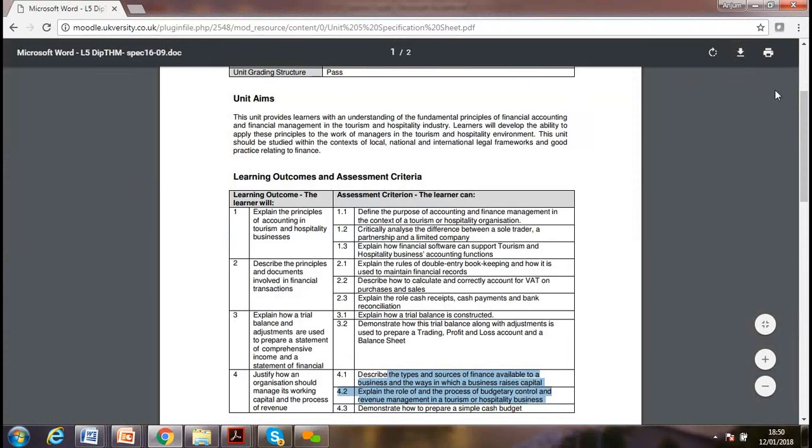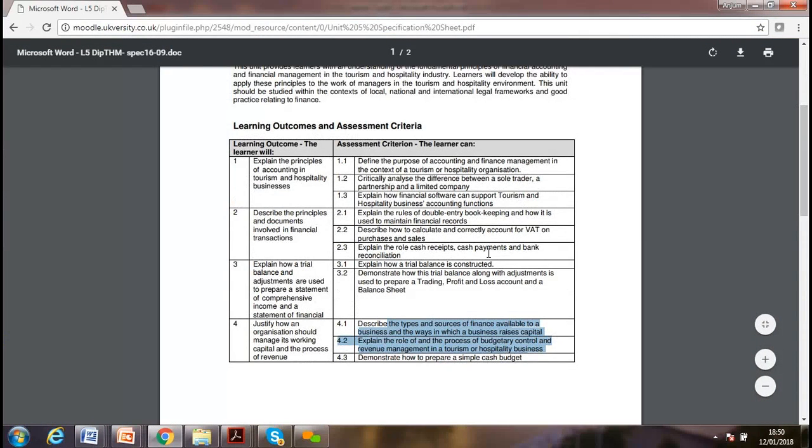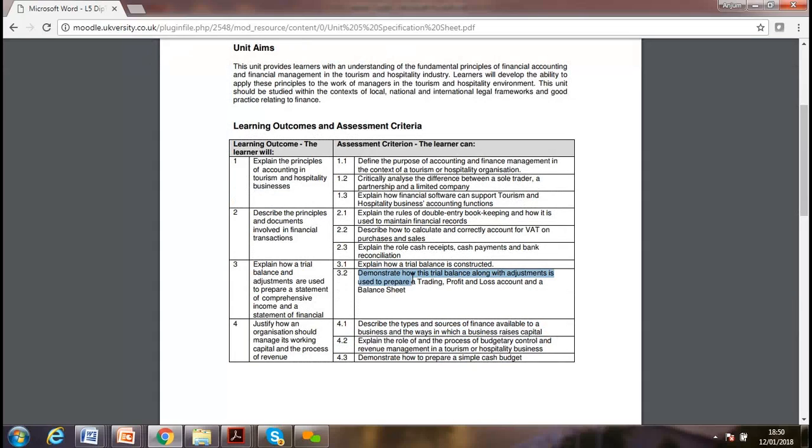So next we're looking at the learning outcome. First, explain the trial balance. Demonstrate how the trial balance is adjusted. Adjustment means sometimes we have missing things which we need to add within a trial balance, which we'll go through. Okay. Next we're looking at the statements called the profit and loss account and the balance sheet.